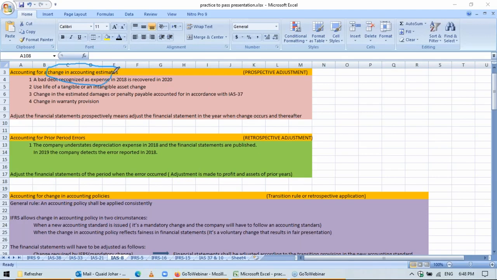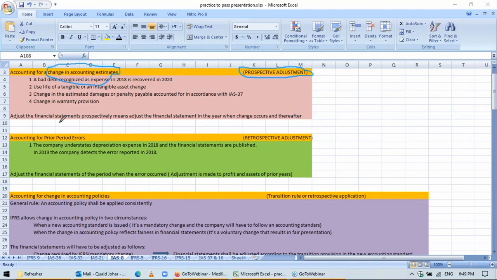If an estimate changes, it will be applied prospectively. Prospectively means from the date when the change takes place. Nothing to do with previous years' profits or retained earnings. It will be applied in the current year. If the change occurs right now, if you notice it today or in the current year, you will apply it from the current year and onwards.